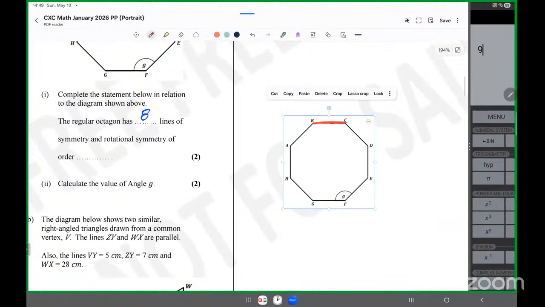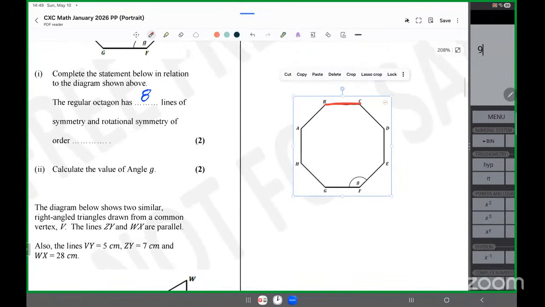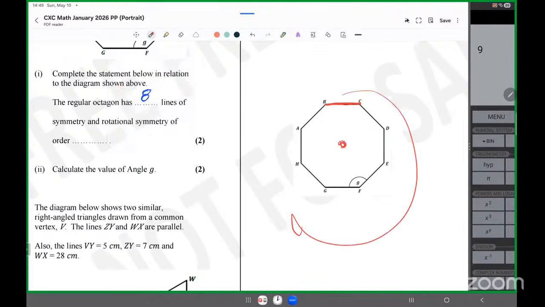Pay attention, everybody. You only need to see it explained one time. So the order of rotational symmetry is basically the number of positions where the shape is exactly the same as you rotate the object through 360 degrees about its center point. So you're taking this octagon and rotating it about the center point here. I want to see in how many positions it will look exactly the same as it is now.